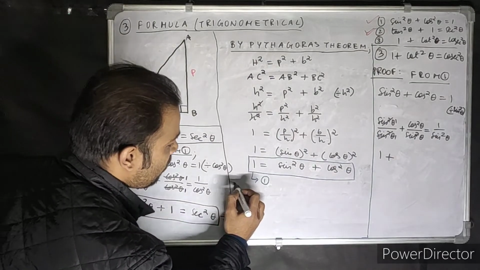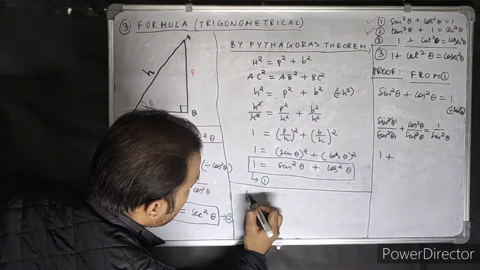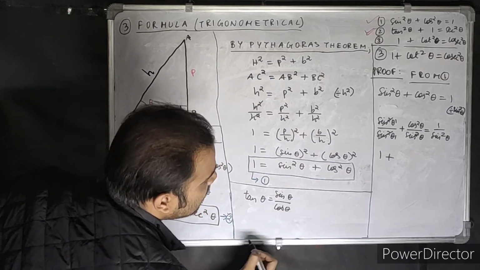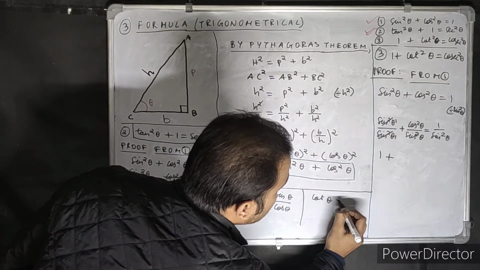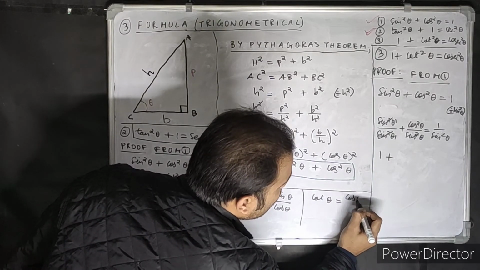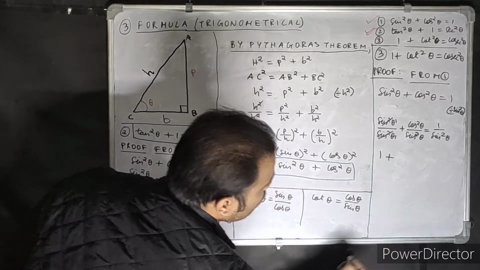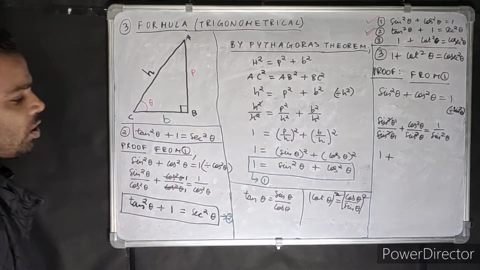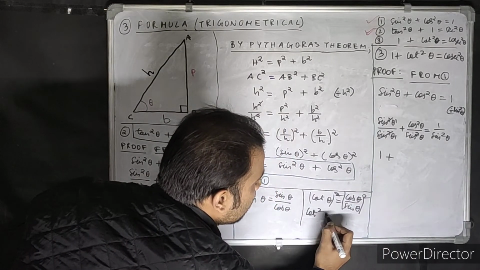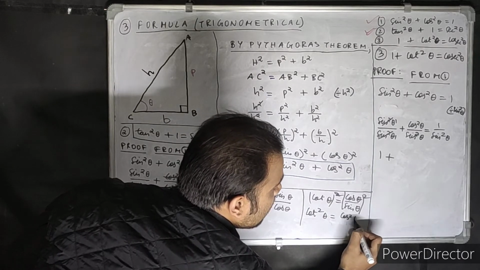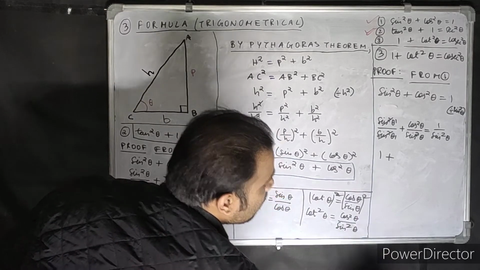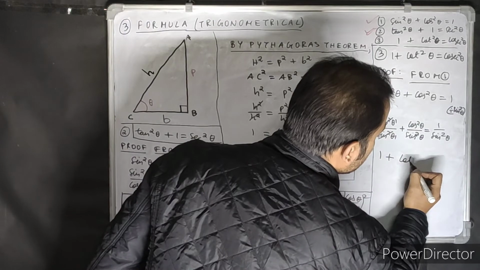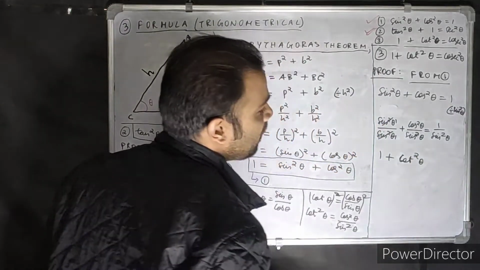Now let's write it over here. You got some space. Now what was tan theta? It was sine theta by cos theta, right? Then what will be cot theta? It's opposite of tan, so it will be cos theta by sine theta. So if you square both sides, then you got cot square theta is cos square theta by sine square theta. So cos square theta by sine square theta is cot square theta from here.